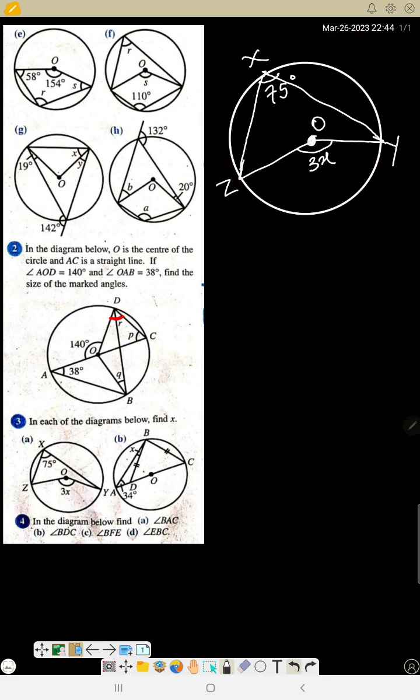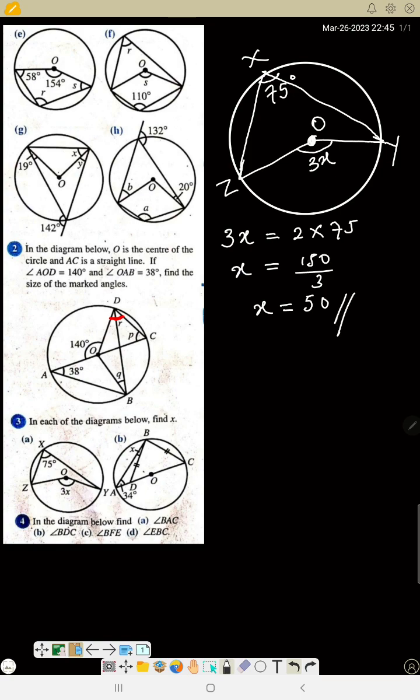So here is O. To find this, we can easily see that the angle subtended by this arc at the center is twice the one at the circumference. That means 3S should be equal to 2 times 75. So 2 times 75 is 150, and 150 divided by 3, so S is equal to 50.